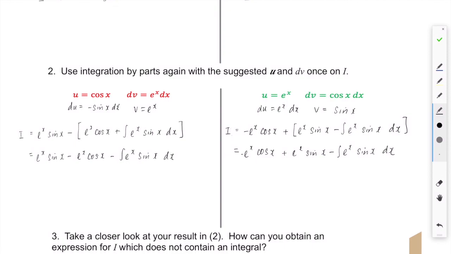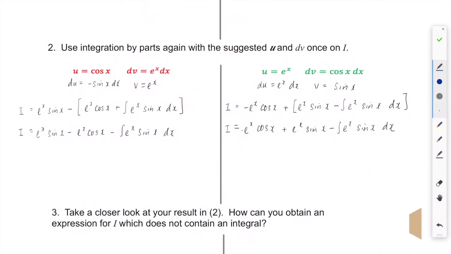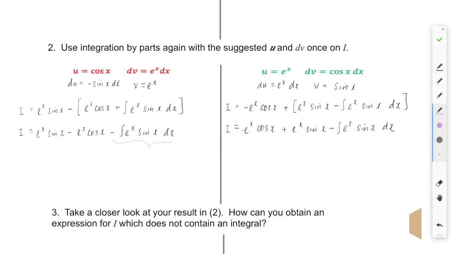We're going to take a closer look at the results here. You notice how both sides actually look the same, right? I have negative e to the x cos x, and then e to the x sine x, and then minus the integral of e to the x sine x dx. They're identical. And our original integral is actually e to the x sine x, which matches with this part. This is I. We are going in circles.